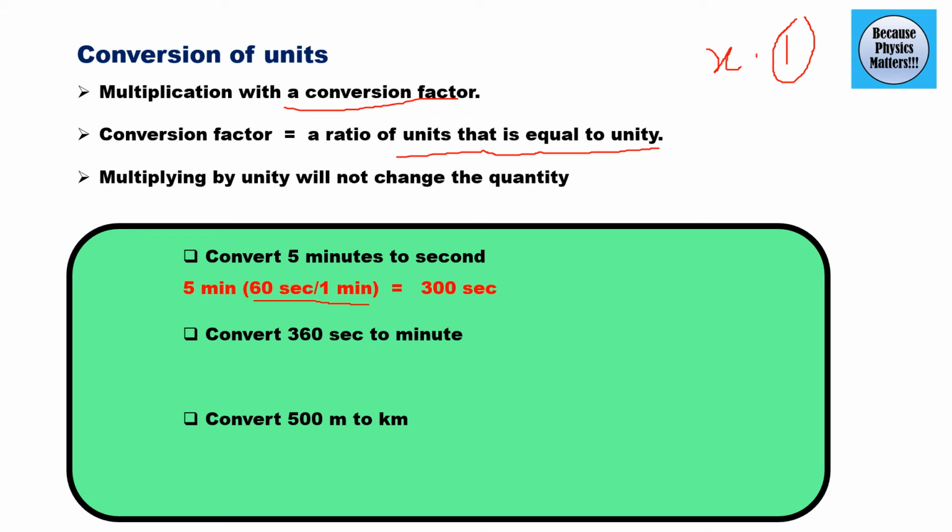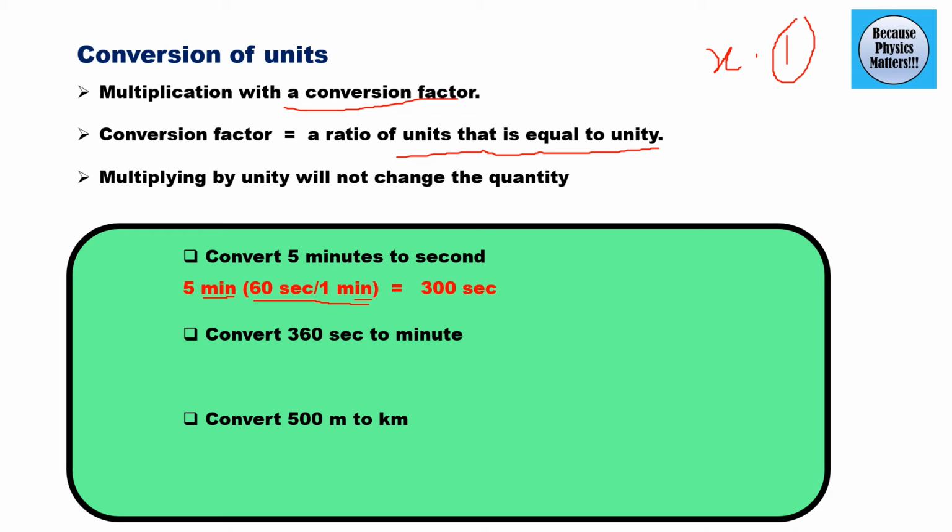This conversion factor is actually a ratio in which in the denominator the same unit must be there. So if minute is here, then minute must be in the denominator, and you know, in 1 minute there are 60 seconds. So in the numerator there are 60 seconds, in the denominator there is 1 minute, and so the ratio is equal to 1. So this is a very simple technique.